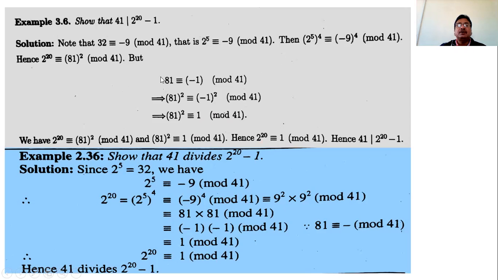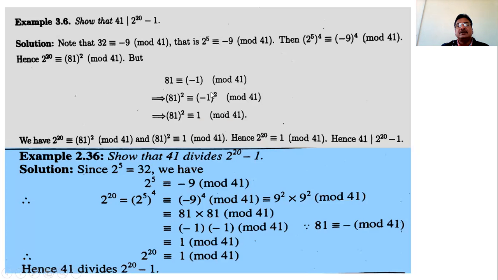minus 9 raised to 4. What is that? It is minus 9 squared into minus 9 squared, or minus 9 squared raised to 2. That is 81 squared. And this 81 is congruent to minus 1 modulo 41, because 81 plus 1 is 82, and 41 divides 82.